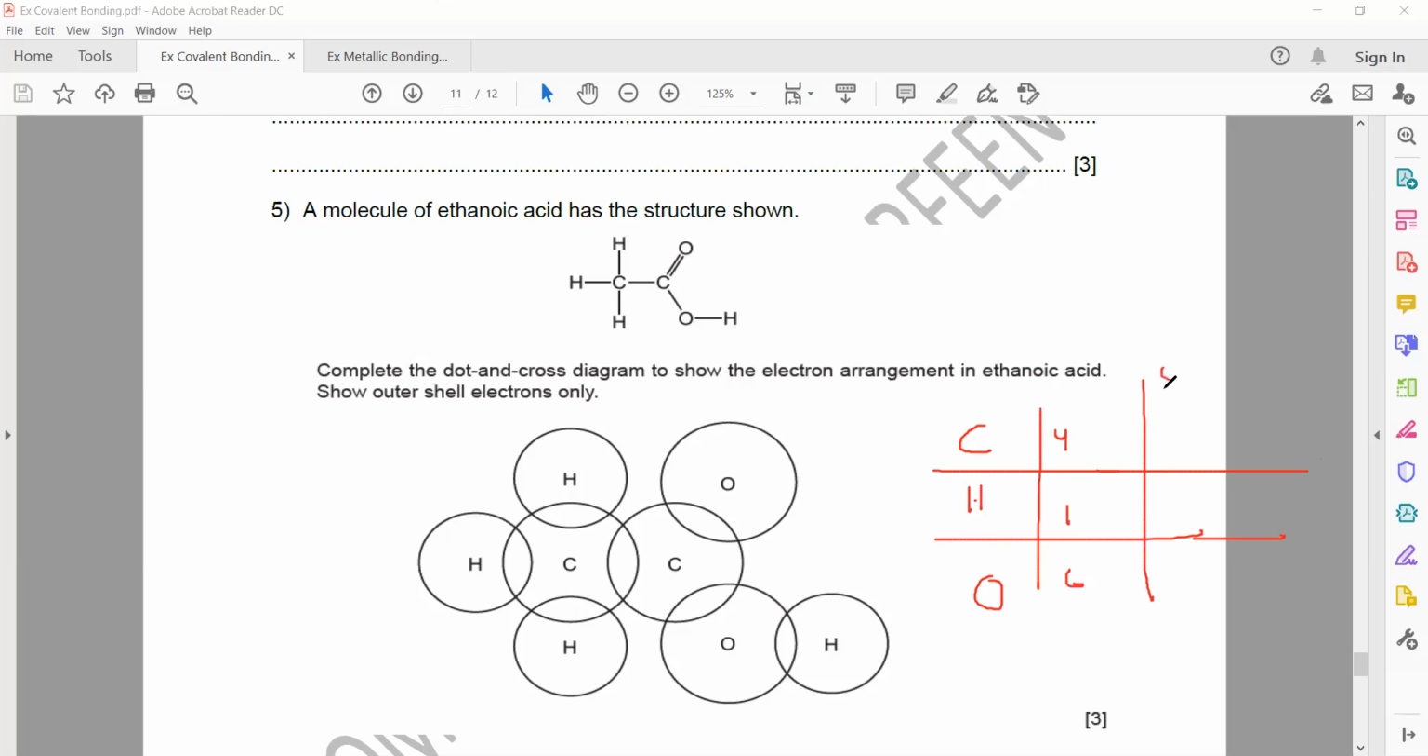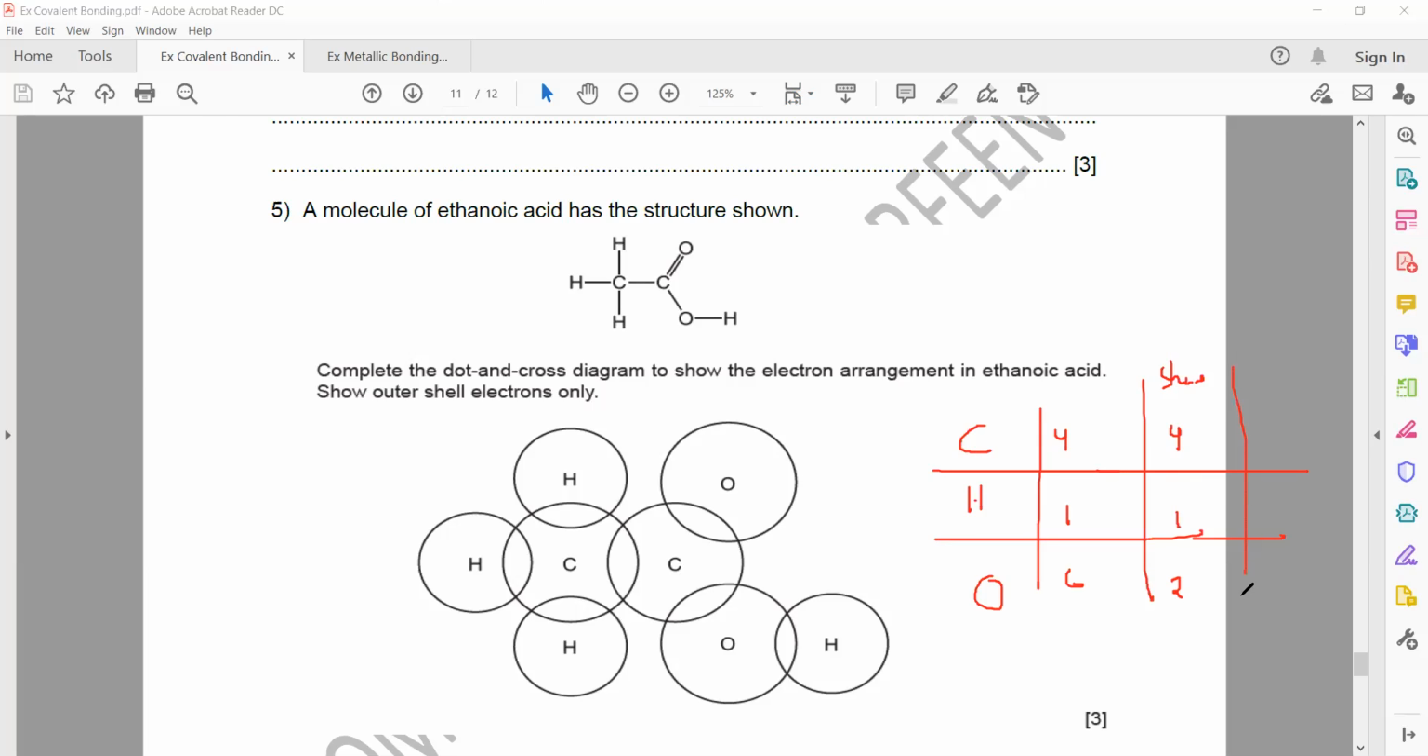How many electrons will they share? So carbon will share 4 electrons, hydrogen will share 1 electron, and oxygen will share 2 electrons, because all want to complete the octet except hydrogen. Hydrogen will complete 2 electrons in the outermost shell. But the remaining will always try to complete the octet, or 8 electrons, in the outermost shell.